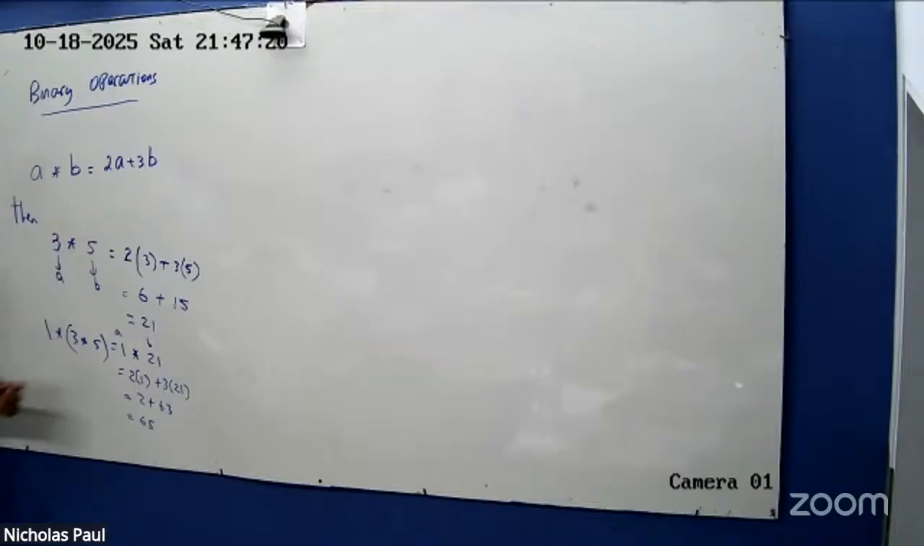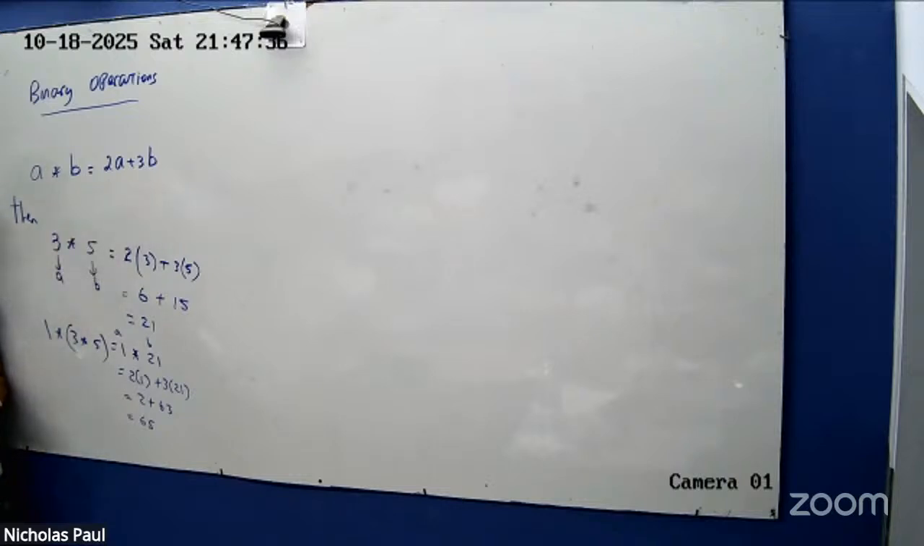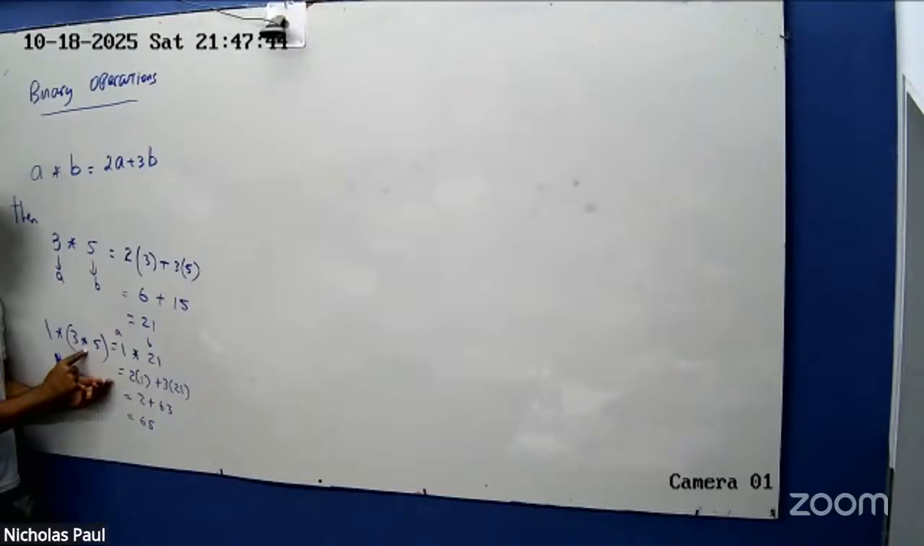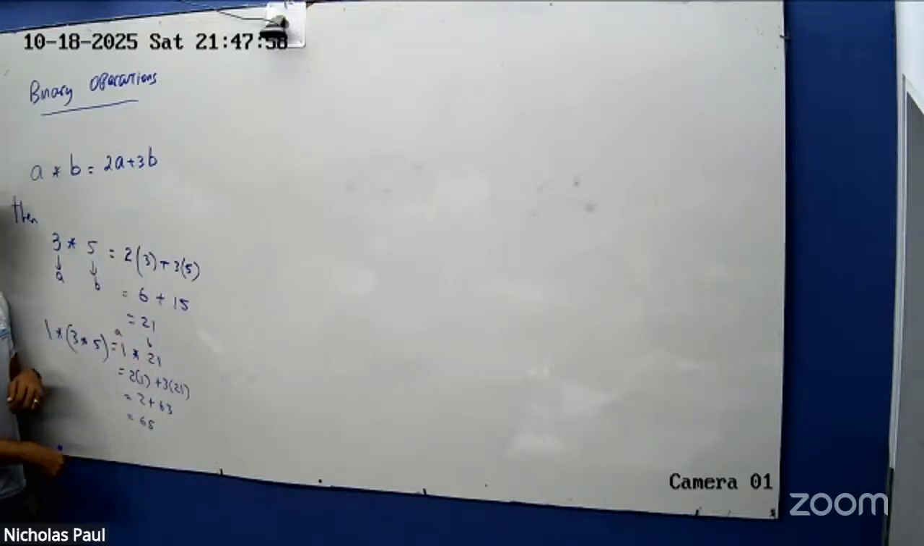Yeah? So 3 star 5, we worked it out already, right? So I'm rubbing off 3 star 5 and I'm writing what it represents, and then I'm doing the whole process again. This is A, this is B. 2 by A, 3 by B. 3 star 5 is 21. You okay with that? So now we're going to do the whole process over with 1 star 21. A is 1, 2 by 1, B is 21, 3 by 21. And it works out. Yeah?